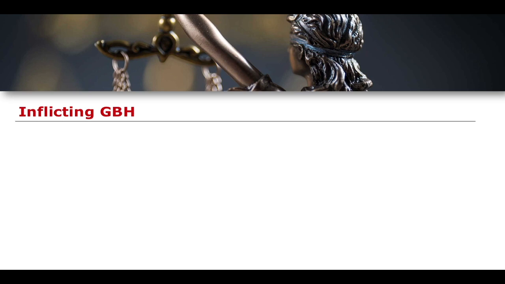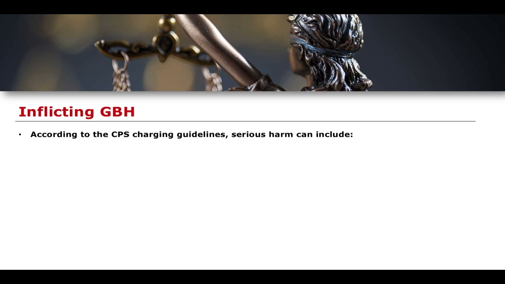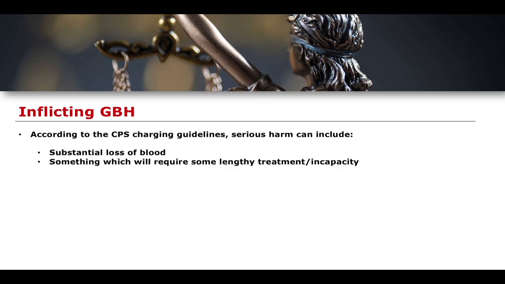Now, the Crown Prosecution Service have quite a few charging guidelines. And in the charging guidelines for the CPS, when it comes to this issue of GBH, they list a number of examples of what serious harm could constitute. And this is one of those things where we should just be given a number of examples to get an indication of where serious harm actually is, rather than having a strict, definitive, conclusive definition. So the CPS charging guidelines say that serious harm can include a substantial loss of blood, something which will require either a lengthy treatment or incapacity. So some kind of damage to somebody that causes lengthy treatment or incapacity, some kind of permanent disability or a permanent loss of senses.